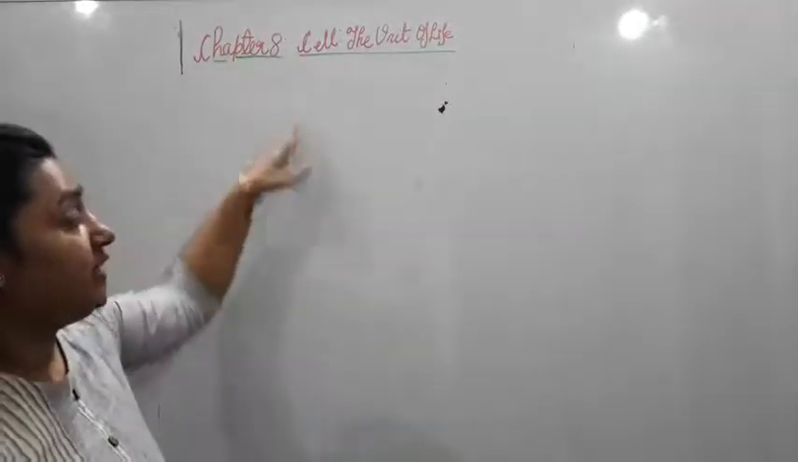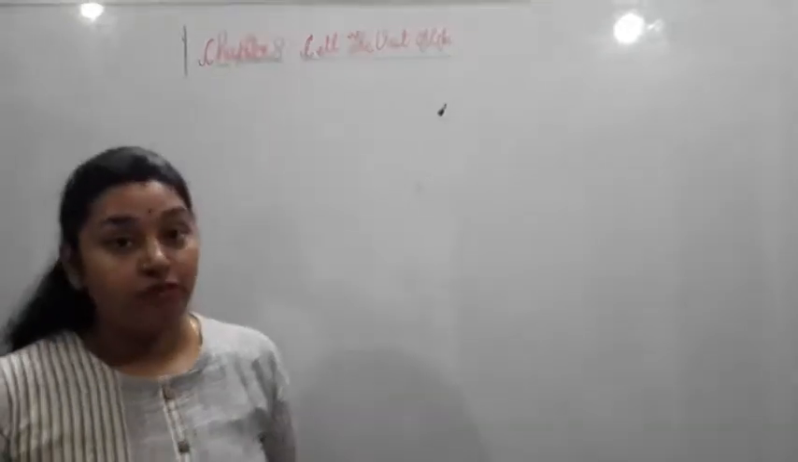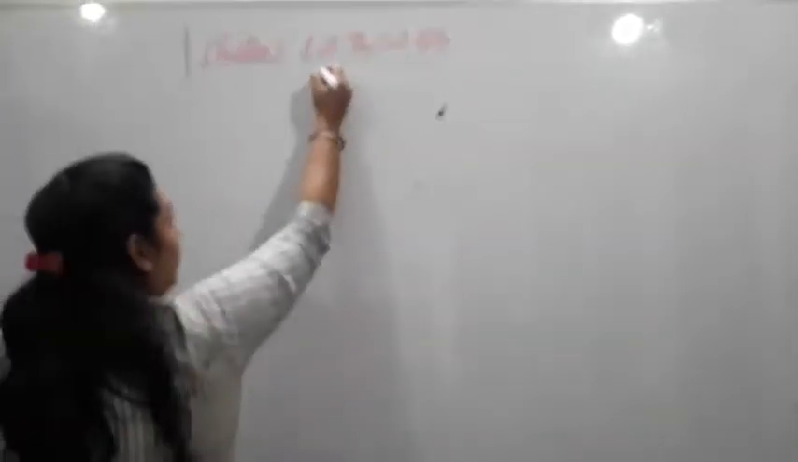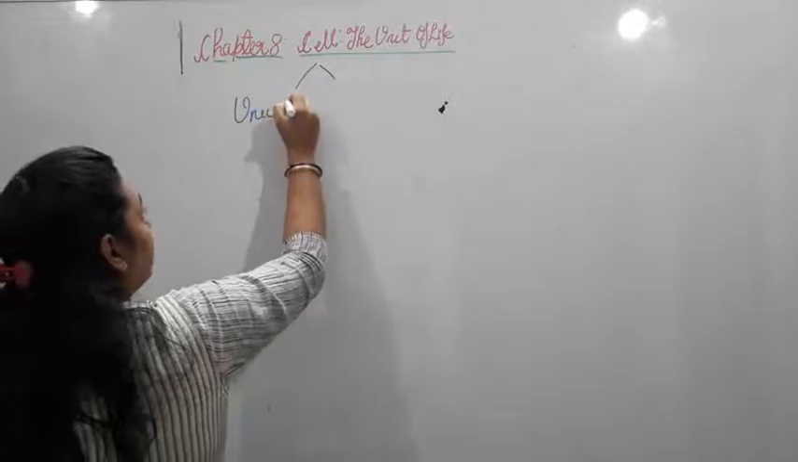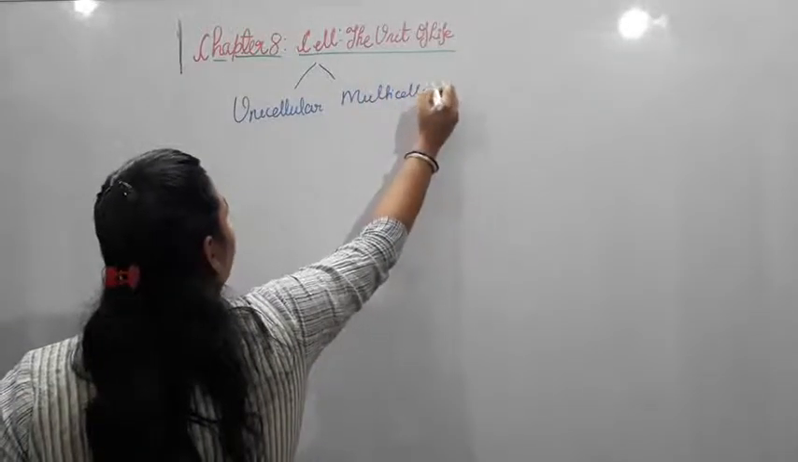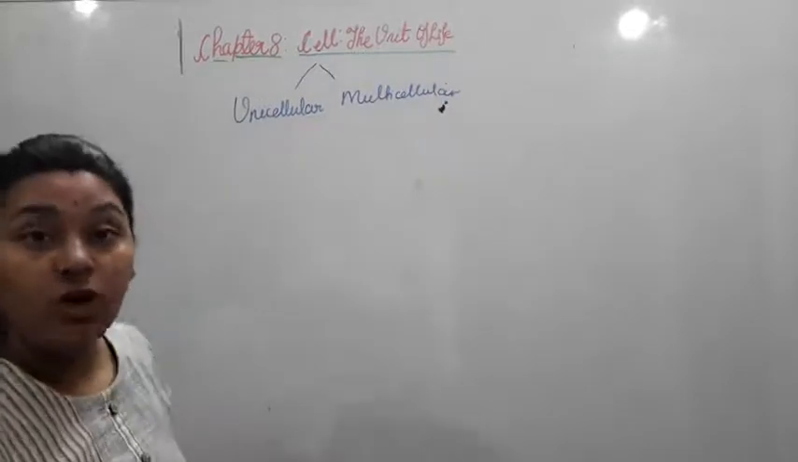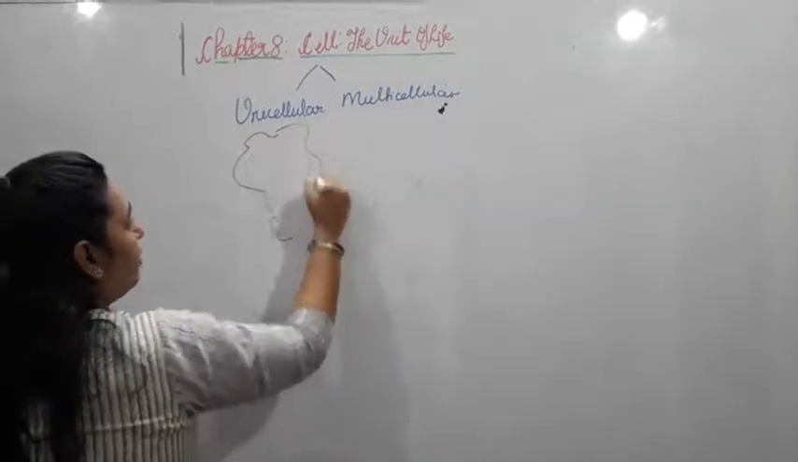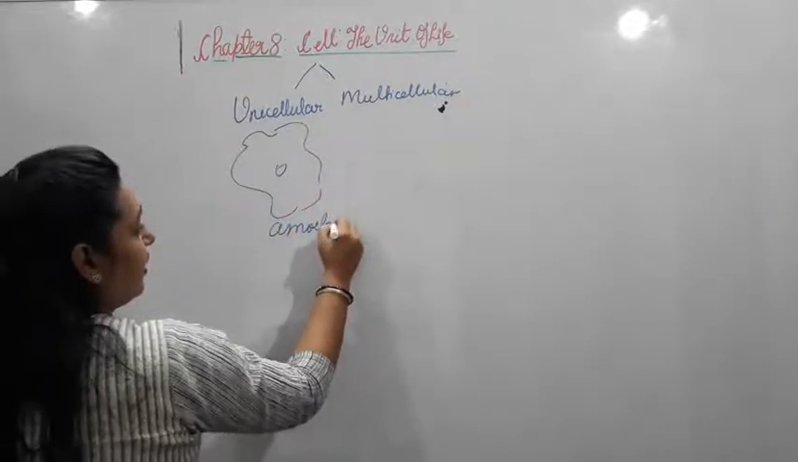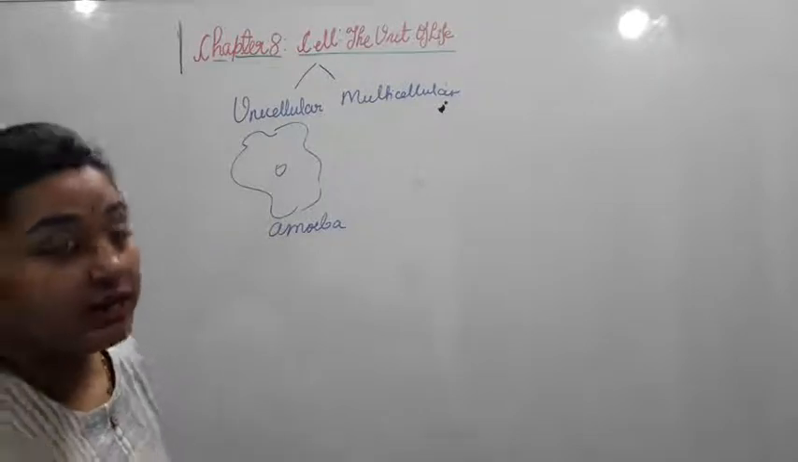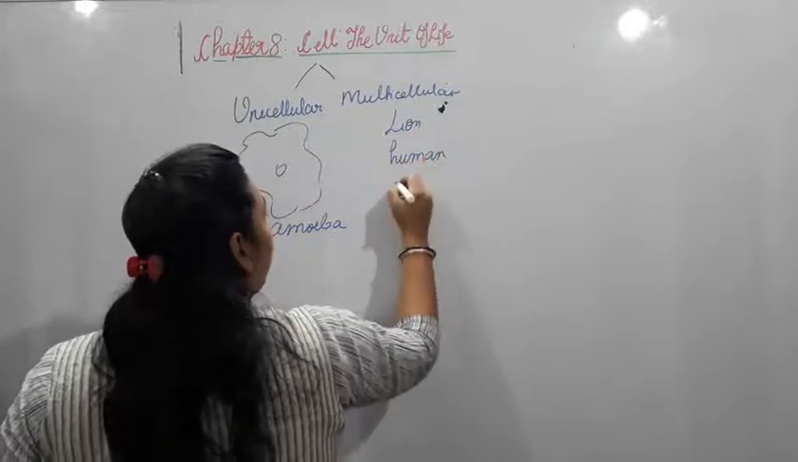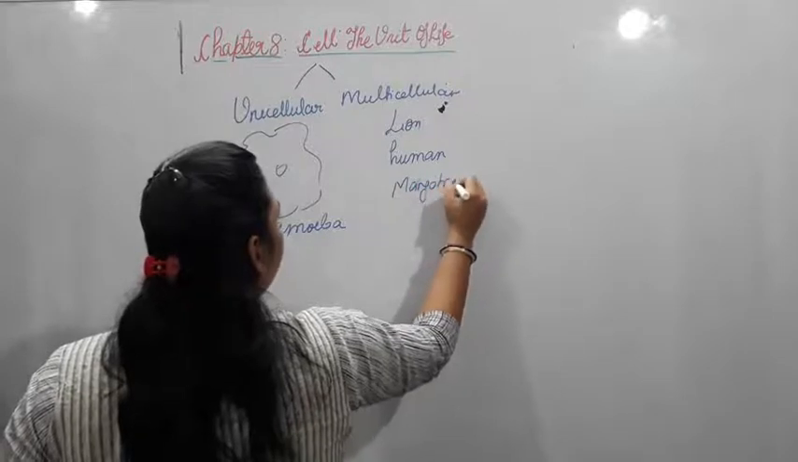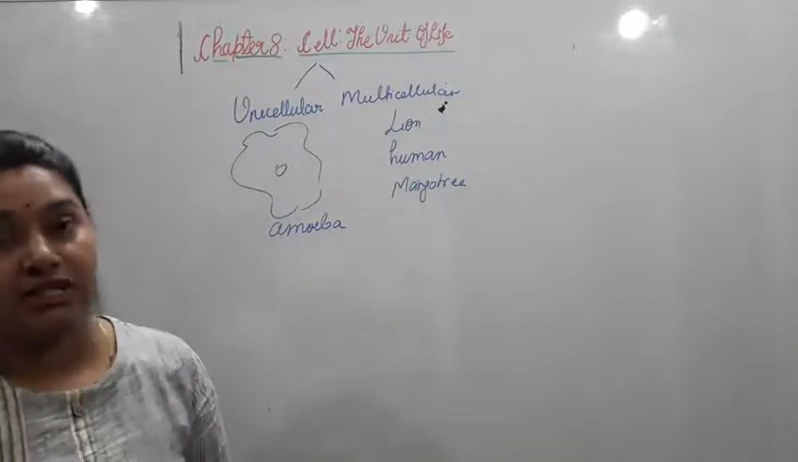As you know, each and every living body is made up of cells, right? If you look at organisms, you will come to know that some organisms are unicellular, whereas some are multicellular. For example, a very common unicellular organism is the amoeba, whereas for multicellular there are so many examples, like the lion, human, and mango tree.